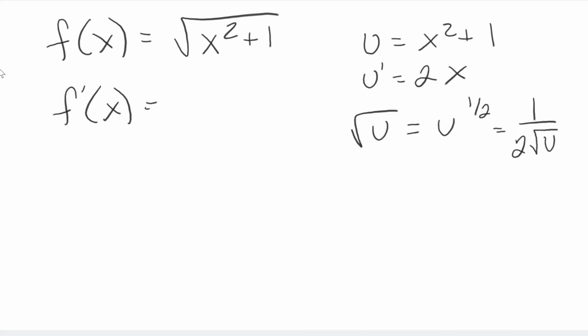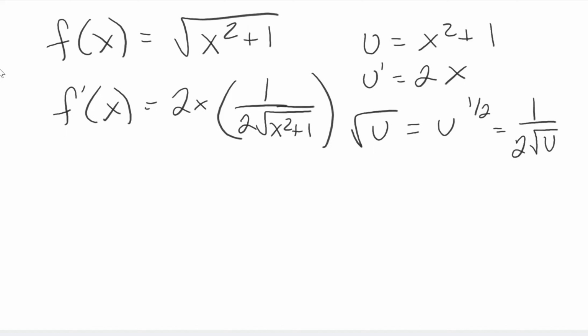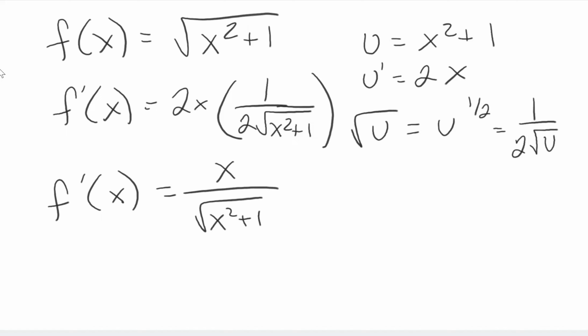So we've got that. The derivative of this is 2x, and then we multiply it by 1 over 2 times the square root of x squared plus 1. So if I make this nice and clean, I'd have x over the square root of x squared plus 1.